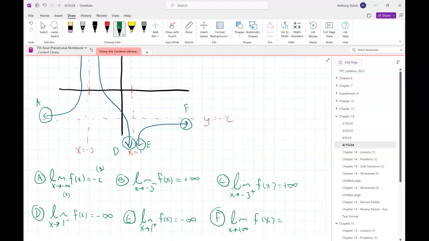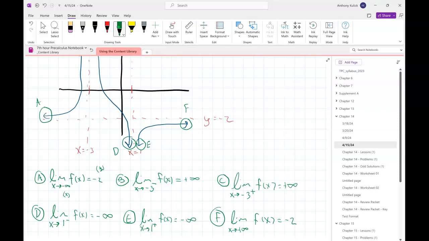What is the y value that F is pointing to? Now it's time for the -2. Very good. Under E, it's like x approaches 1 plus. The plus sign's in the superscript or whatever.